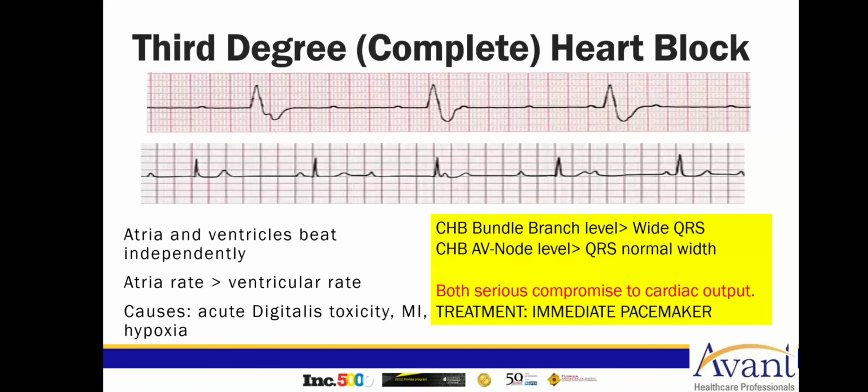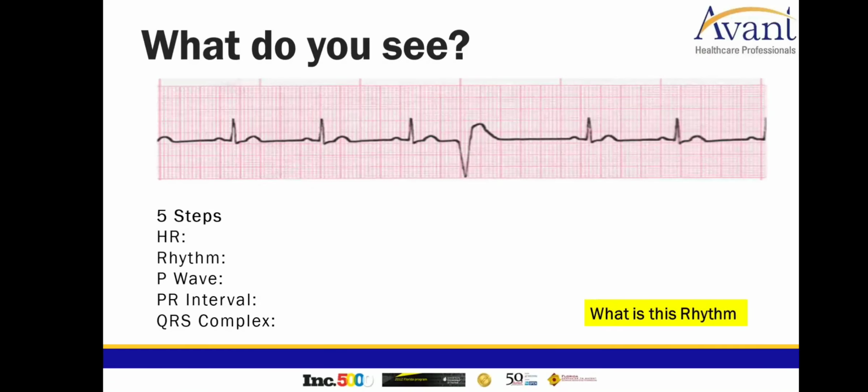And like I said, this is the way we describe it: serious compromised cardiac output, and he or she needs an immediate pacemaker. With the second one, they may be able to tolerate it for some time, but they've lost some of their atrial kick. And this one is very slow cardiac output, so they need a pacemaker to fix that until they can treat the underlying cause. Okay? How about this one?